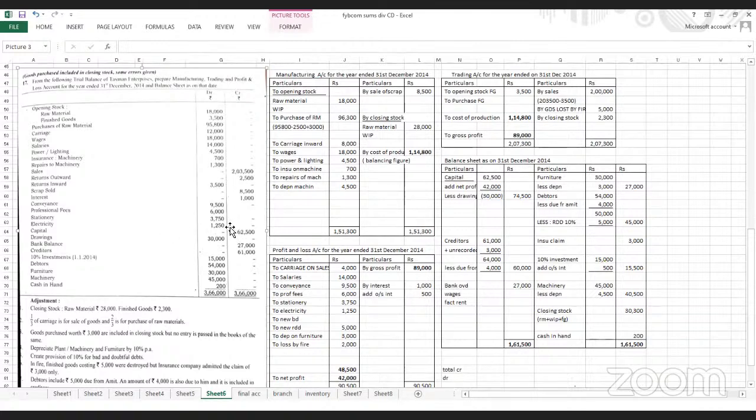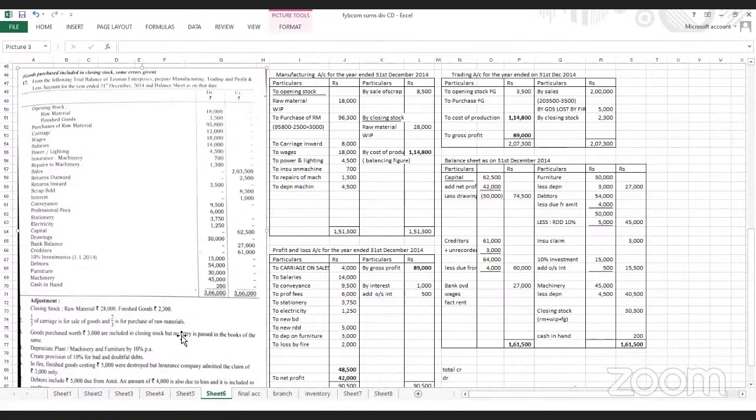From the following trial balance of Taxman Enterprises, prepare manufacturing, trading, and P&L account, and balance sheet as on the last date. Clear? I'll first go through the adjustments.